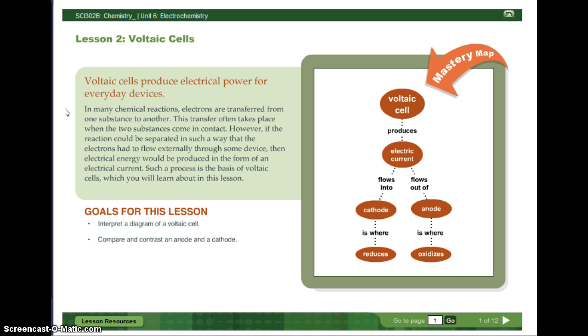Goals for this lesson: interpret a diagram of a voltaic cell, and compare and contrast an anode and cathode. Voltaic cells produce electric current, which flows into the cathode where it's reduced. Voltaic cells produce electrical current which flows out of the anode where it is oxidized. And a good way to remember these is this side. Notice how it's all vowels. The electrical current flows out of the anode, which is oxidized.